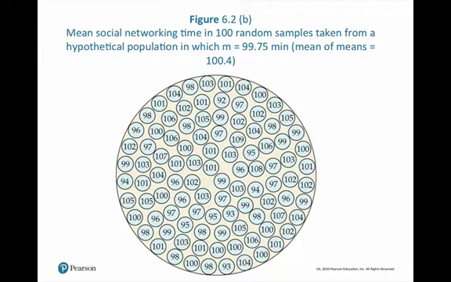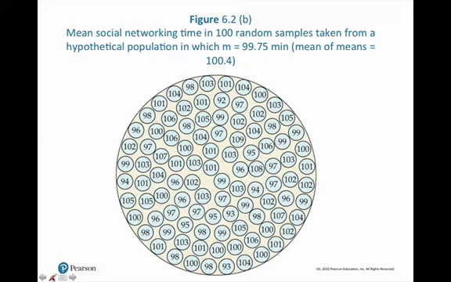So let's look at some illustrations of this. Here I have a sampling distribution of 100 random samples that are taken from a hypothetical population in which the mean is 99.75 minutes. And the mean of means is 100.4. What I can see here is that the population mean of 99.75, that's what I observe overall. But all of these different samples here differ a little bit from this 99.75. So this is figure 6.2, part B in your textbook, and it's a very useful illustration.